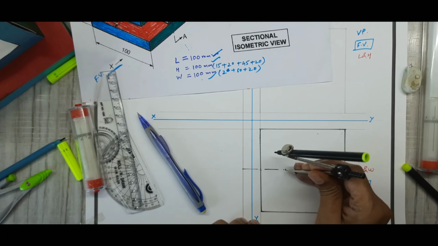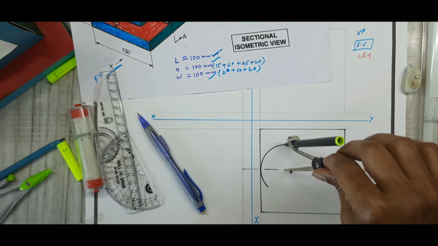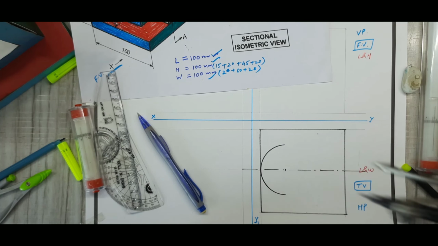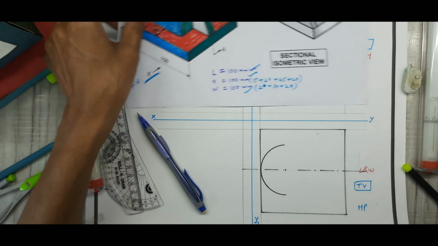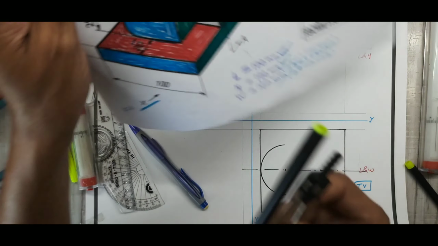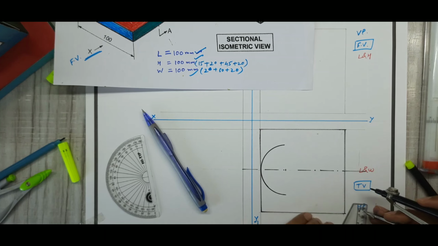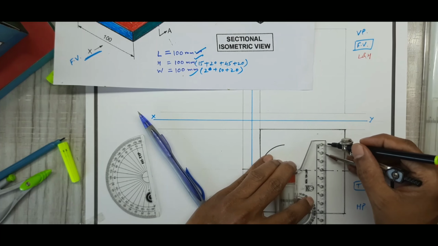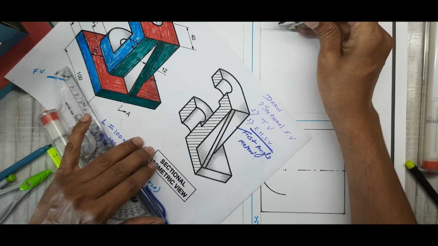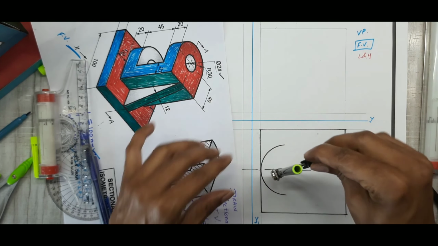I'll get a point here and draw a semicircle. After this I'll get one more circle here whose radius is 12. You can see diameter is 24, means radius is 12. So 12, I will just take it here. I'll show you how I'm taking these dimensions. I also mark here 12. Okay. So here first I'll draw the circle.